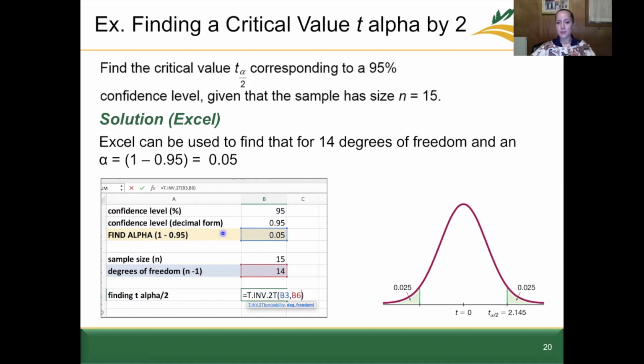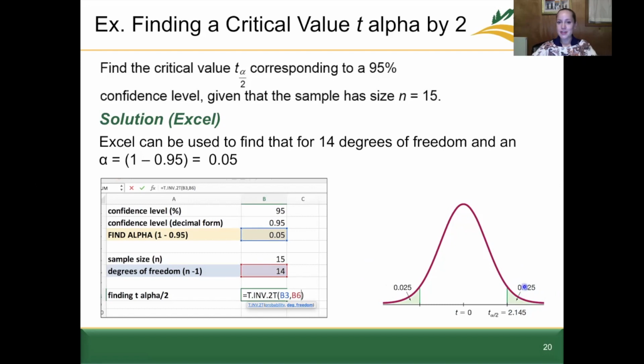That's equivalent to 0.05. Now, importantly here for 7.2, I know my sample size of n is equal to 15. But what I also need to know to find this critical value is to take 15 minus 1. I have to find the degrees of freedom. That's equal to 14.